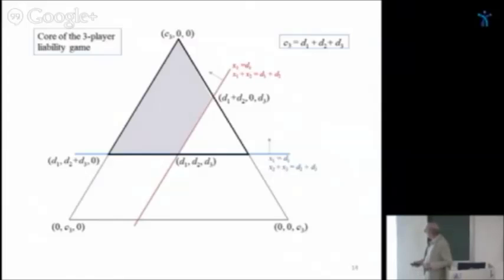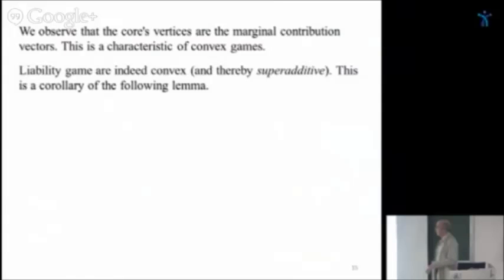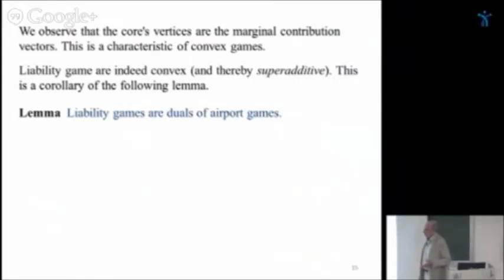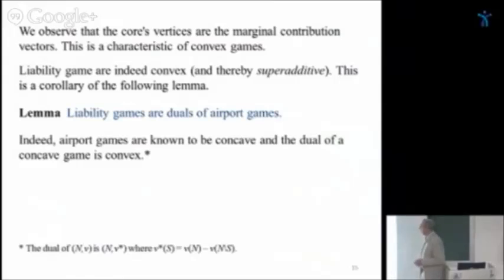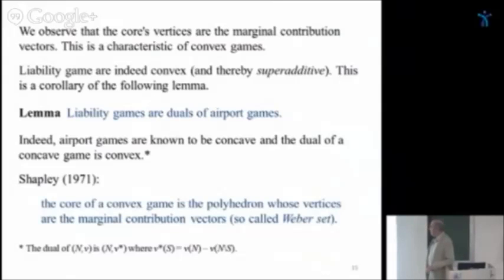Okay. So we observe that actually the vertices of the core are the marginal contribution vectors. This is a characteristic of convex games, and indeed liability games are convex. One way to prove it is very simple: to show that liability games are duals of airport games. And airport games are known to be concave as cost games, so liability games are convex. We use Shapley's 1971 result, that the core of a convex game is the polyhedron whose vertices are the marginal contribution vectors, which is actually a necessary and sufficient condition for convexity.